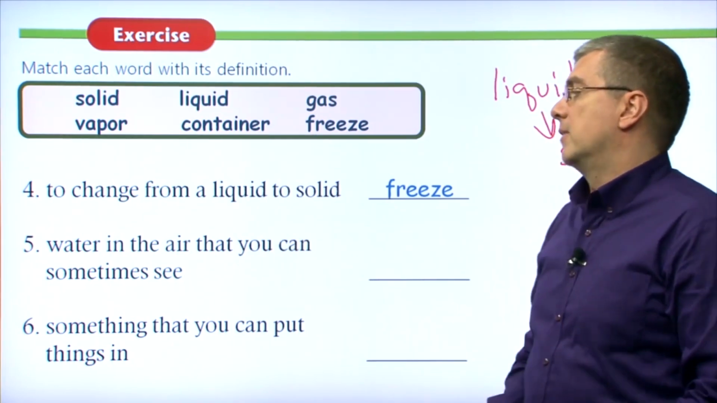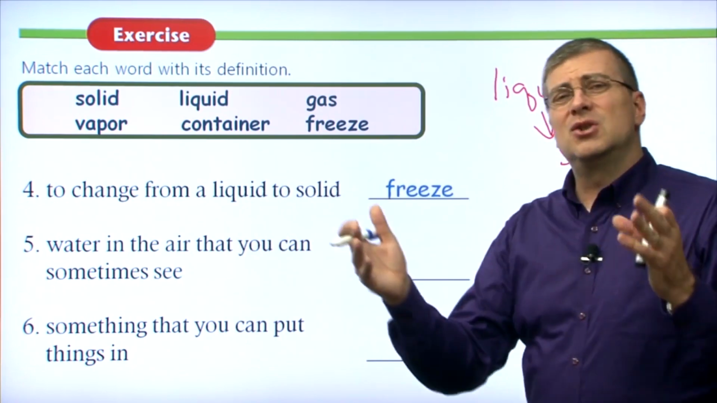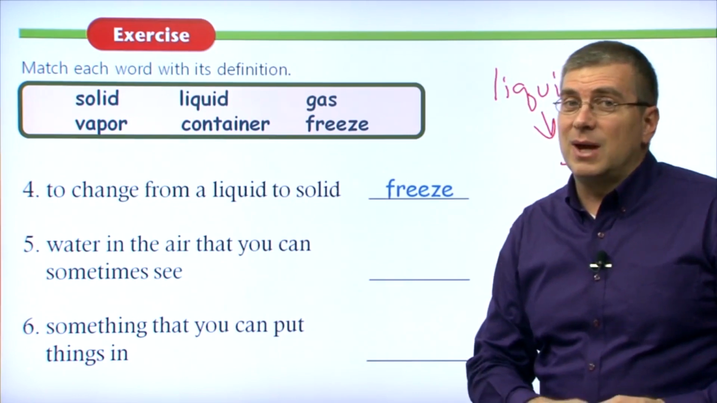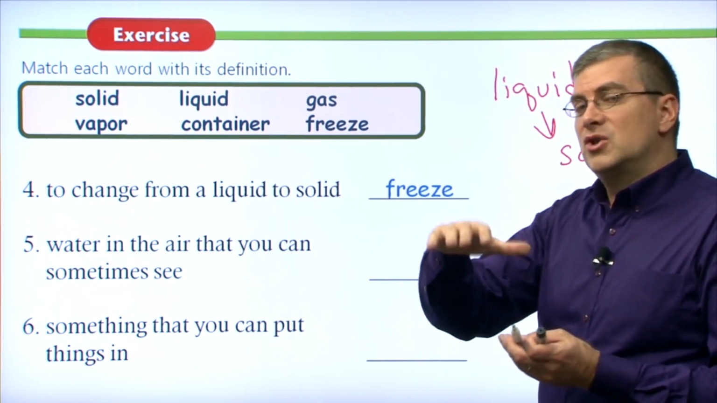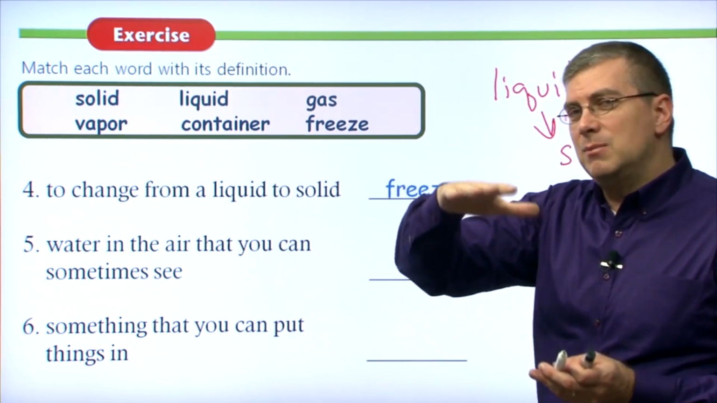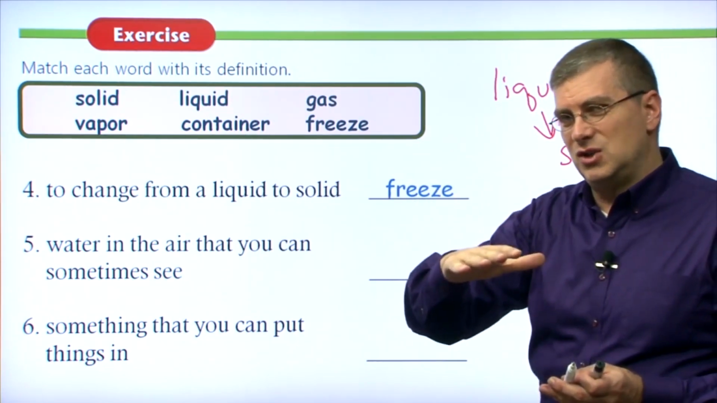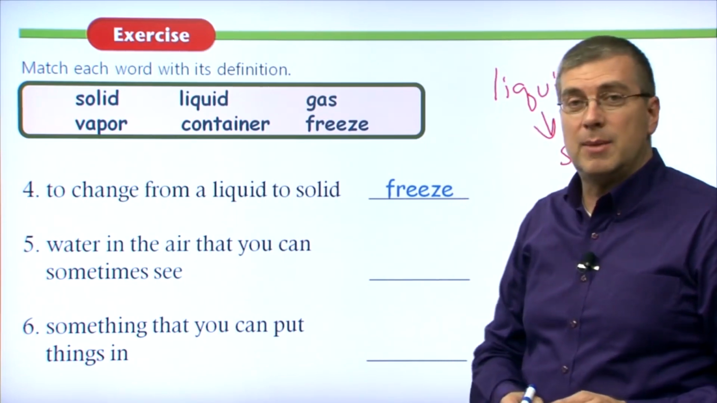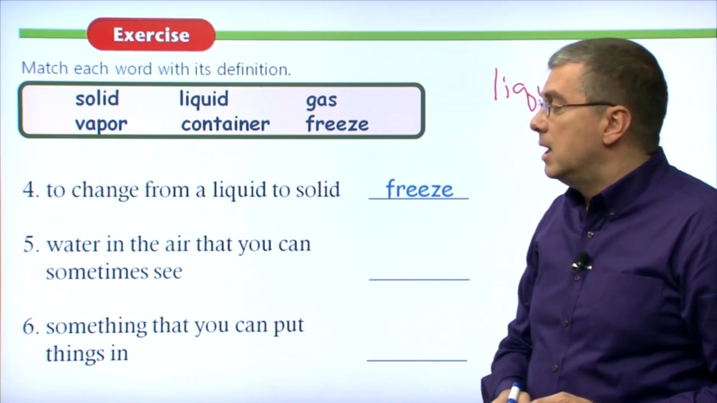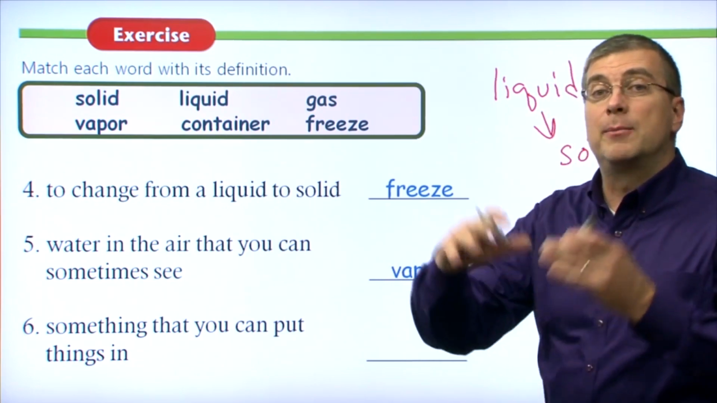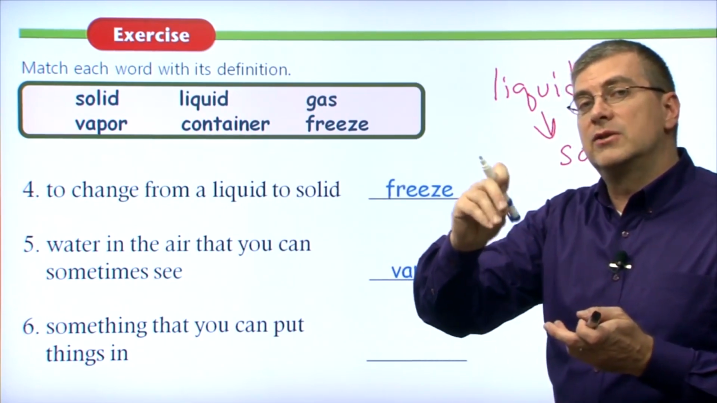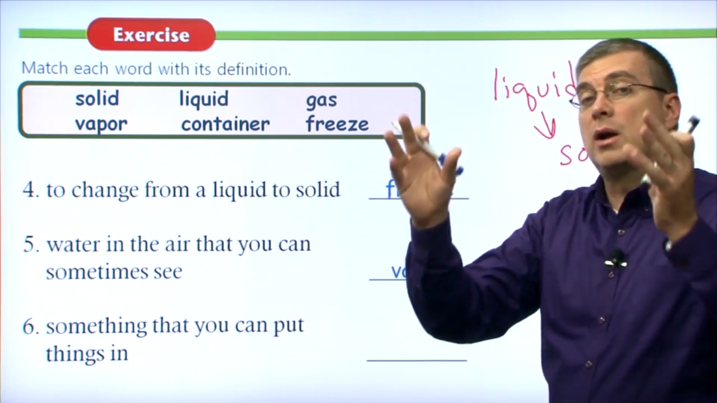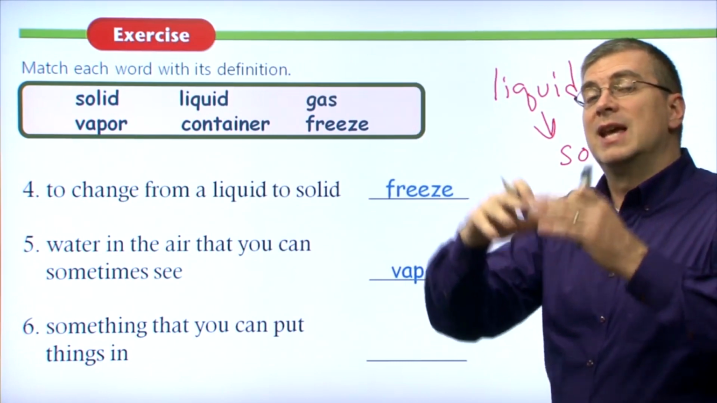Okay, number 5. Water in the air that you can sometimes see. Sometimes you can see it. It's a gas, right? But it's right after, when we're changing liquid to a gas, it's right in between that stage. Right at that stage where it's changing from liquid to a gas. We saw the video. How do we describe it? We call that a vapor. Vapor. It's when the water is turning into a gas. You can sometimes see it, but it's actually gaseous water changing from a liquid to a gas, and it's water vapor.